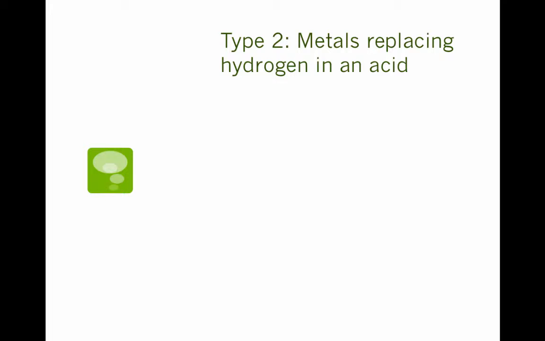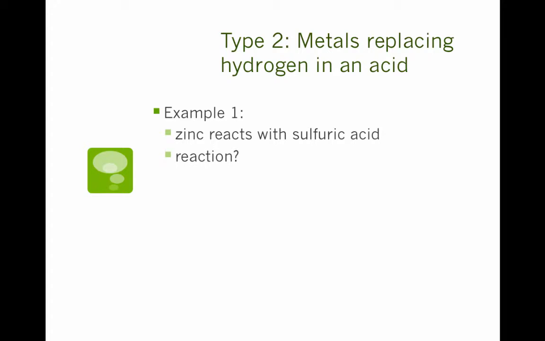The second type, metals replacing hydrogen in an acid. First example, zinc reacting with sulfuric acid. In these reactions, you're always going to have a reaction, so you don't have to check. Well, I take that back. You have to check your activity series to make sure that it's above hydrogen. Most of the metals are above hydrogen with the exception of a few. So zinc is above hydrogen on the activity series, and it can replace it and form hydrogen gas and zinc sulfate.